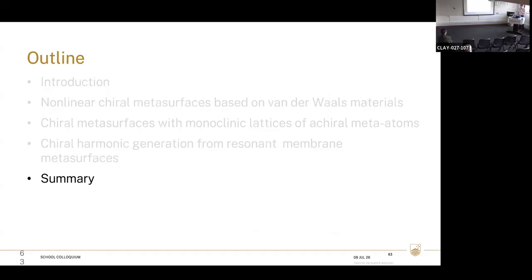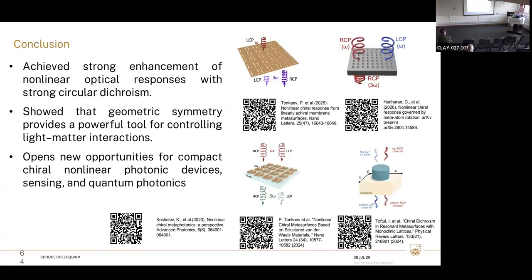So I guess I'm going to give a summary of my talk today. Basically, I hope I have shown that we can achieve strong enhancement of nonlinear optical response with strong chiral dichroism by the creation of the metasurface. I showed that for chiral harmonic generation, it's really important to develop the symmetry of the metasurface, and hopefully this work opens a new opportunity for compact chiral nonlinear photonic devices for many other applications.